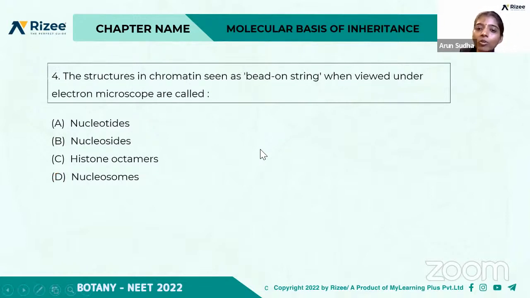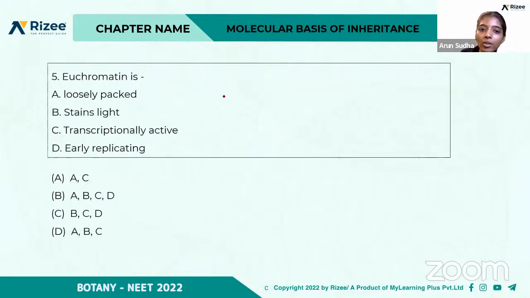The structures in chromatin seen as bead on string when viewed under electron microscope are called nucleotides, nucleosides, histone octamers, or nucleosomes. Yeah, nucleosomes is the right answer. That is, structures in chromatin seen as bead on string, so that will look like a string with beads on it. These structures are called nucleosomes, right? They are the histone octamer which are wrapped with DNA. So nucleosomes is the right answer.